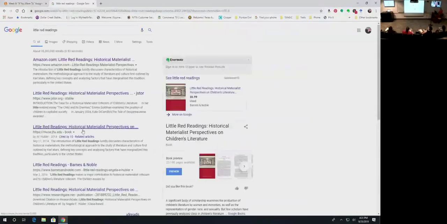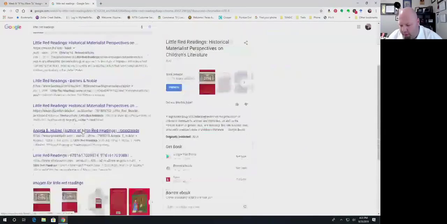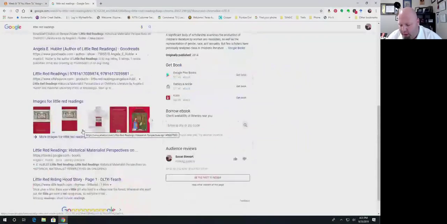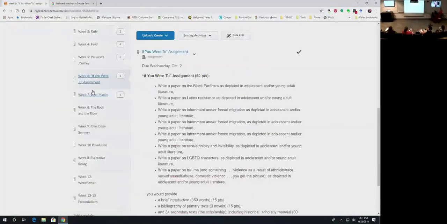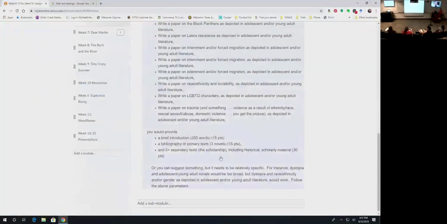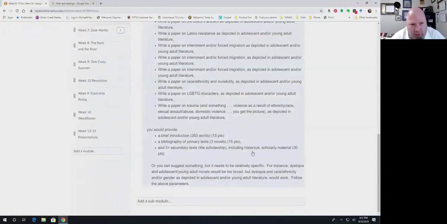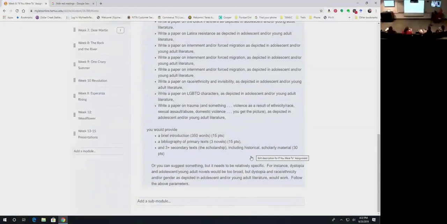So for the one that's coming up that's due this week, it's the 350-word introduction, and then just really the bibliography that's divided up for this week. Is that right? Or am I totally missing that? That's what it shows on here. So the brief introduction, a bibliography of primary texts, and 3+ secondary texts, the scholarship, including historical scholarly material. And that's all we're providing for this next week.